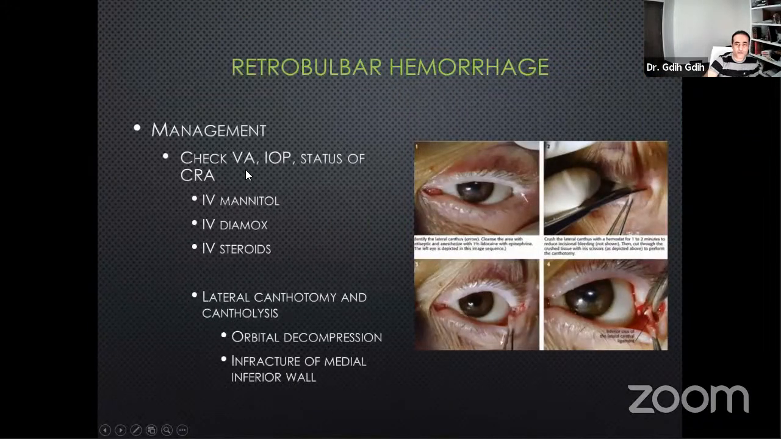If the ocular contents are protruding and you have to deal with this complication, always check visual acuity, intraocular pressure, and status of the central retinal artery. You might have to start IV mannitol, IV Diamox, or even IV steroid. And then lateral canthotomy and cantholysis if the optic nerve is at risk and you're going to lose the globe, you might have to do orbital decompression or even infracture the medial wall or inferior wall.